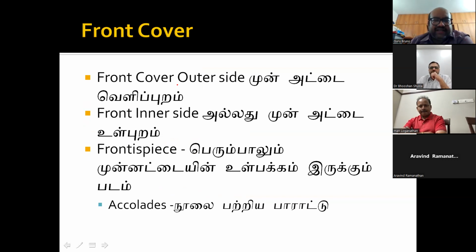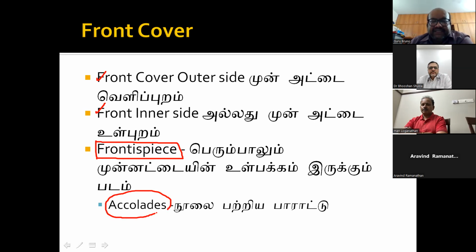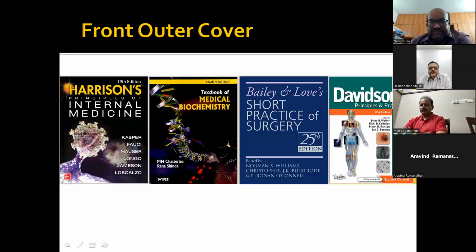So, this we already decided. Front cover outside, front cover inner side. And what is frontispiece? Suppose you put any diagram on the inner part of the front cover, that is called frontispiece, and accolades is any appreciation about the book. Usually accolades come for the second edition, but if you are giving your book for peer review or pre-publishing review, you can get accolades even for the first edition.